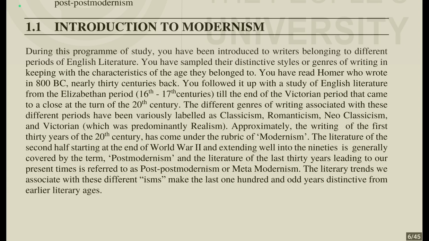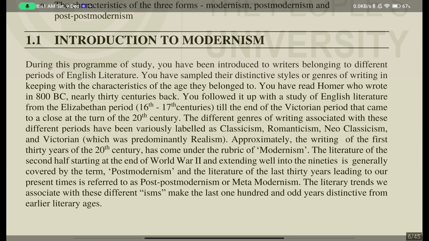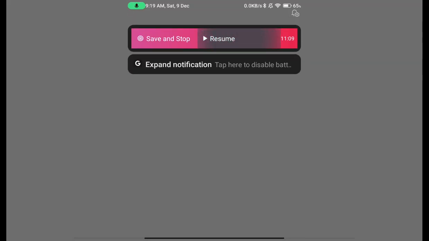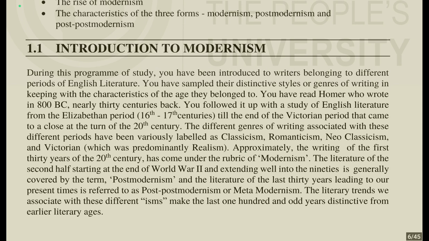Sometimes you get confused, thinking that romanticism was a particular period between this time and this time, but it was not so. Romanticism was not a period. So the same was the thing with neoclassicism and the Victorian period.